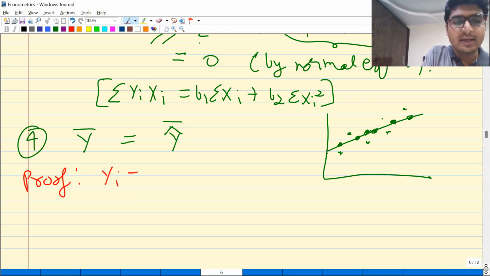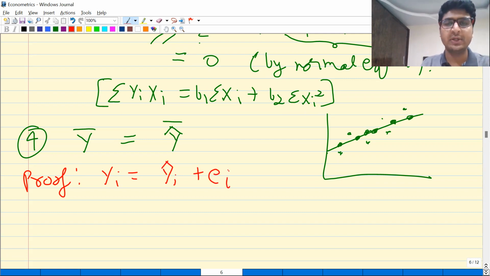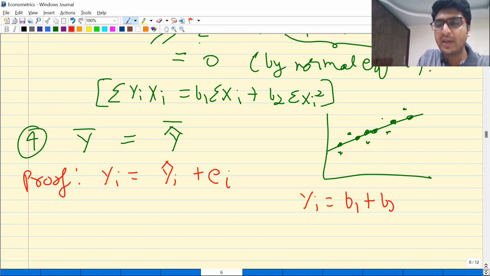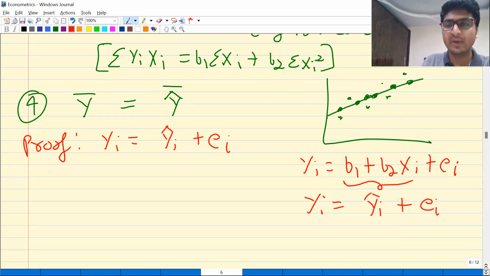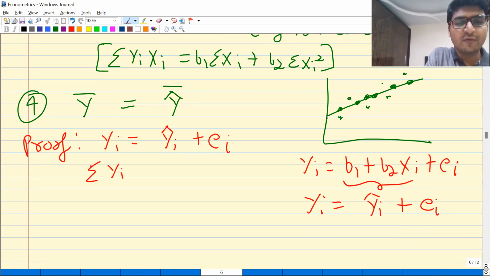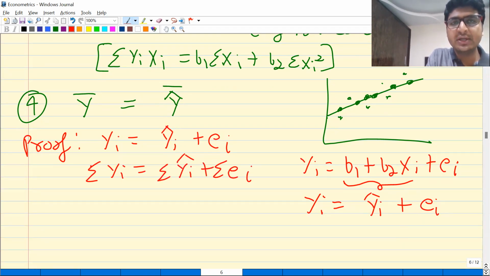So yi is equal to yi hat plus ei, right? yi is equal to b1 plus b2 xi plus ei और इन्हें हम कहते हैं फिटेड वैल्यू. So yi is equal to yi hat plus ei. Okay, now taking summation both sides, summation yi is equal to summation yi hat plus summation ei, and then dividing all sides by n.